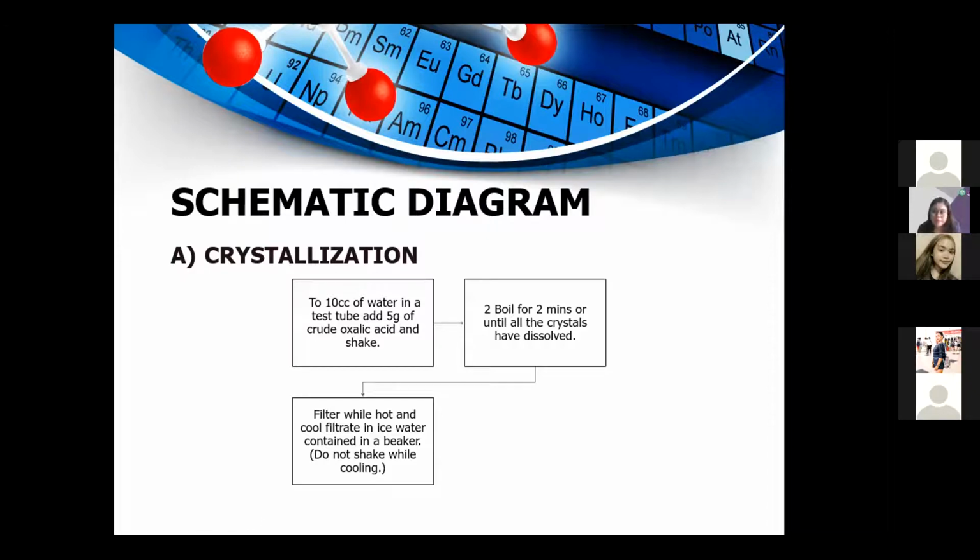So let's proceed to the schematic diagram of each procedure. Crystallization: to 10 cubic centimeters of water in a test tube, add 5 grams of crude oxalic acid and shake. Boil it for 2 minutes or until all the crystals have dissolved, and then filter while hot and cool the filtrate in ice water contained in a beaker. Please do note not to shake while cooling.